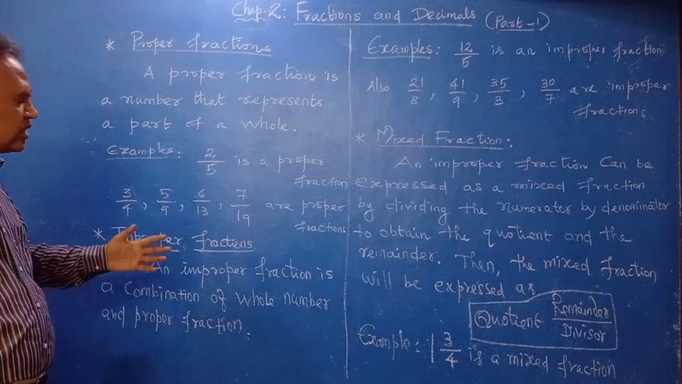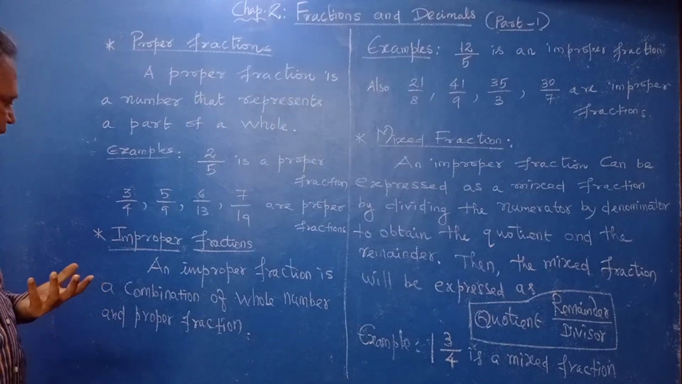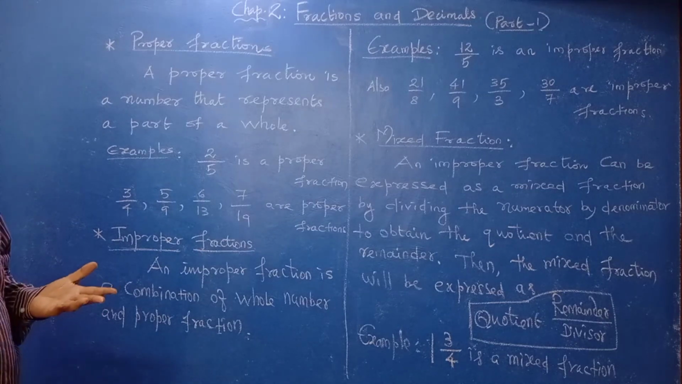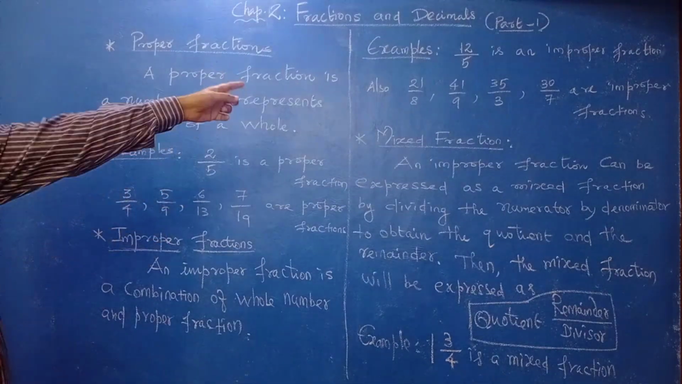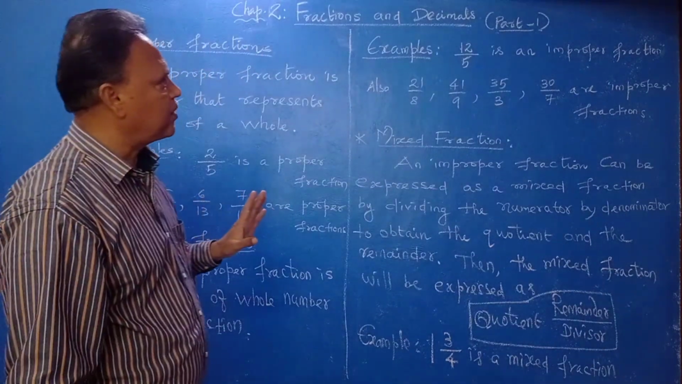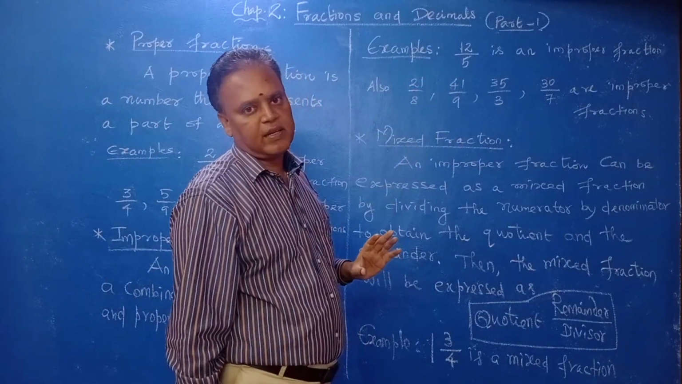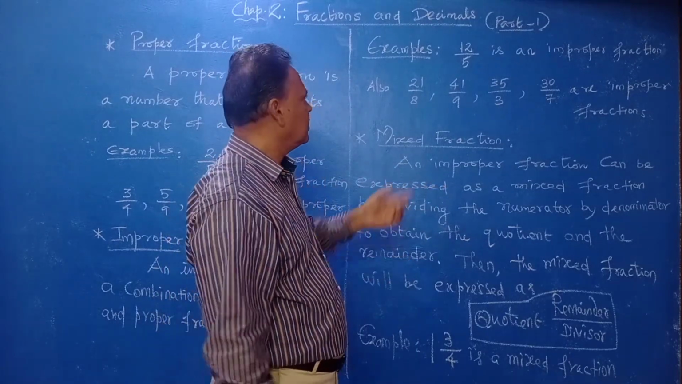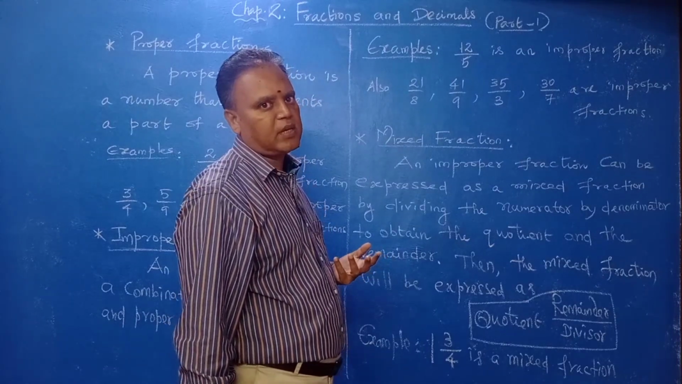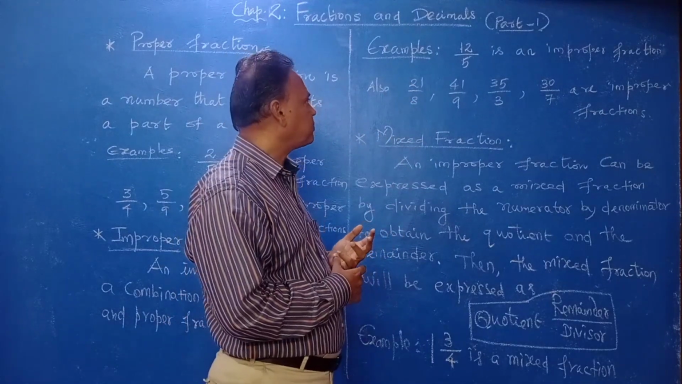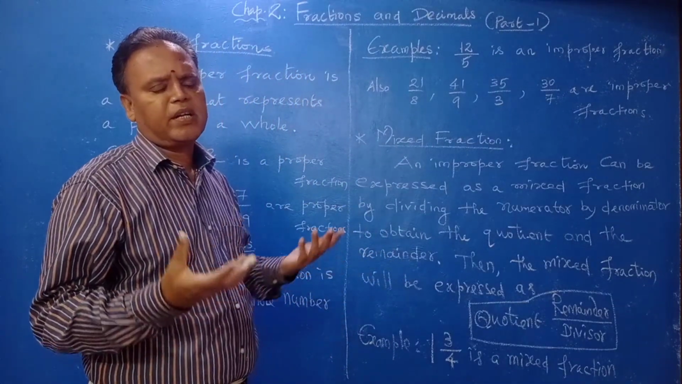Now improper fraction will just be the reverse. An improper fraction is a combination of a whole number and a proper fraction. You see examples: 12 by 5 is an improper fraction. Here, the numerator is greater than the denominator, bigger than the denominator. There you will get an improper fraction. If you divide, you will get some whole number.